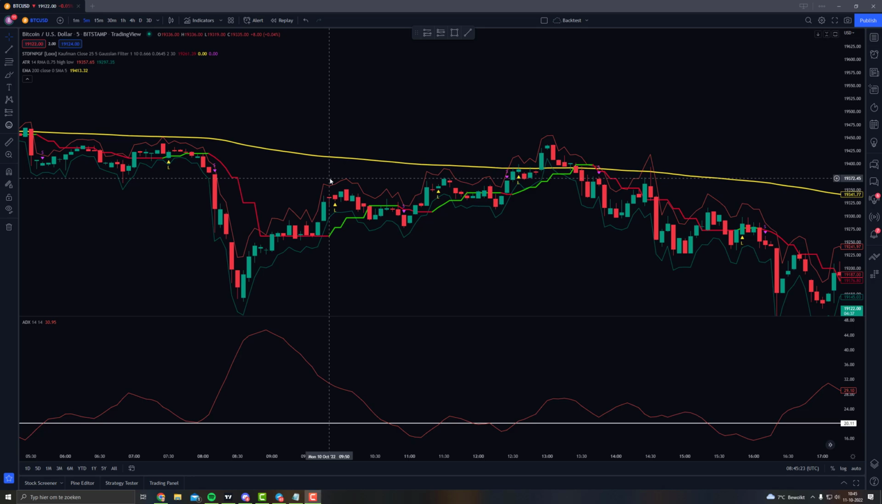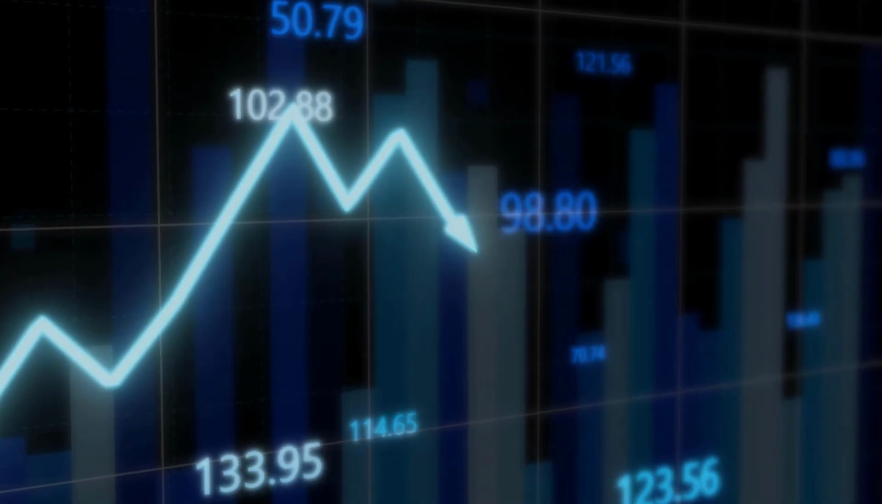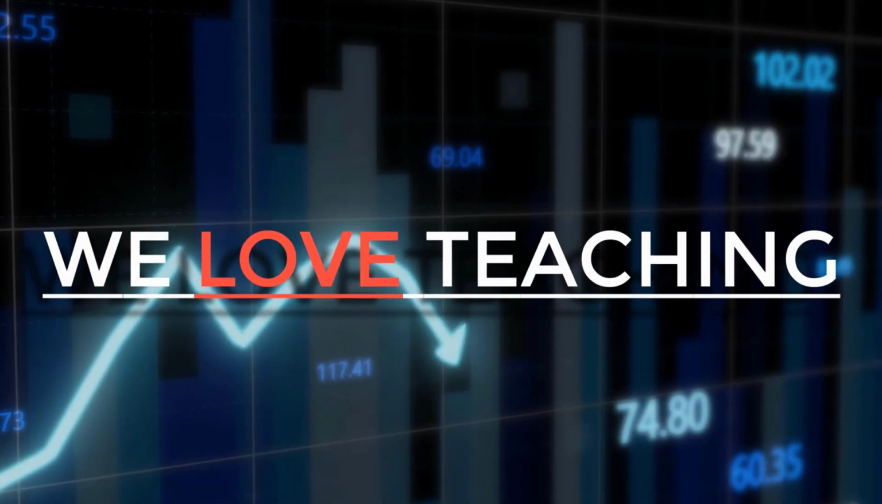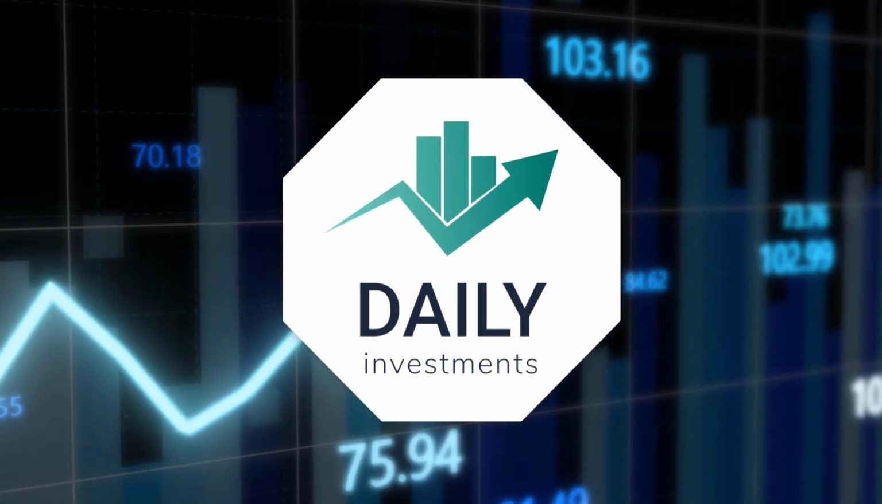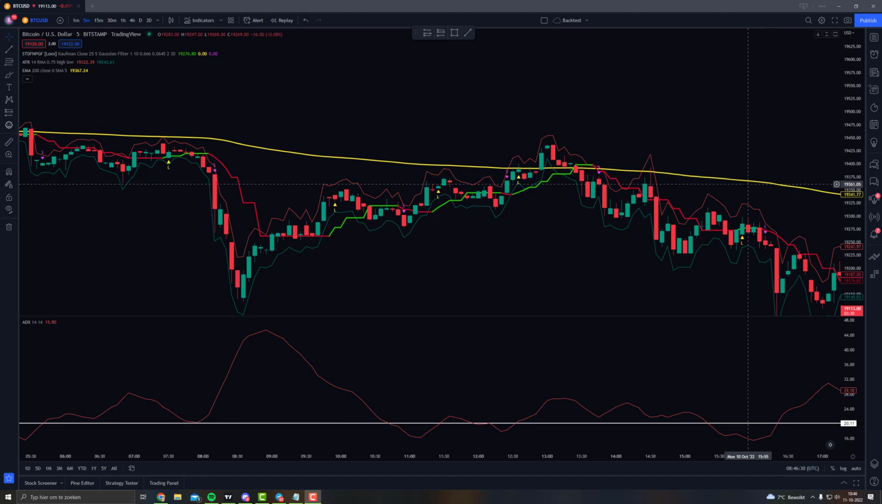Today we're looking at a new scalping strategy which can be applied to the 5 and 15-minute chart. Let's dive right in. To get the same chart as me, I'm on the 5-minute chart. I'm using the BTC USD pair.